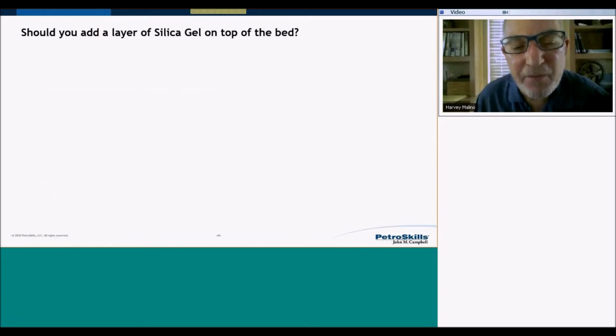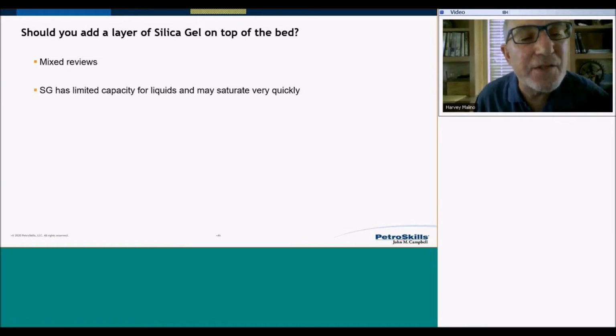Some people have asked me in my consulting business, which I get involved with a lot, should you add a layer of silica gel on the top of the bed? There's been mixed reviews about this. Some people swear by it. Other people say it's just not worth the additional cost. Silica gel has a limited capacity for liquids, and it could saturate very quickly. The silica gel, particularly as the feed temperature increases, loses capacity fairly quickly.